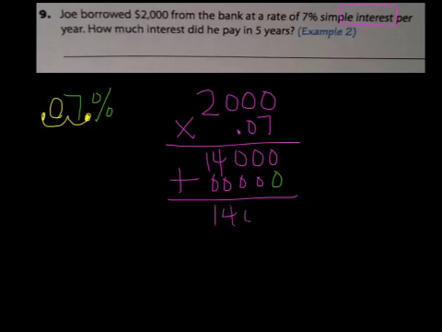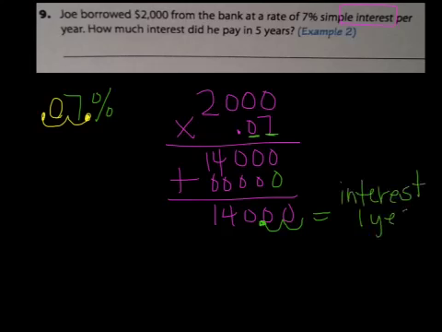Add them together. When you look at this one, 2,000 has no decimal. But the next number, I've got 2 digits behind the decimal, so I want to back up 2 times. This is my interest for 1 year, $140. The question says you're going to have to pay interest for 5 years.